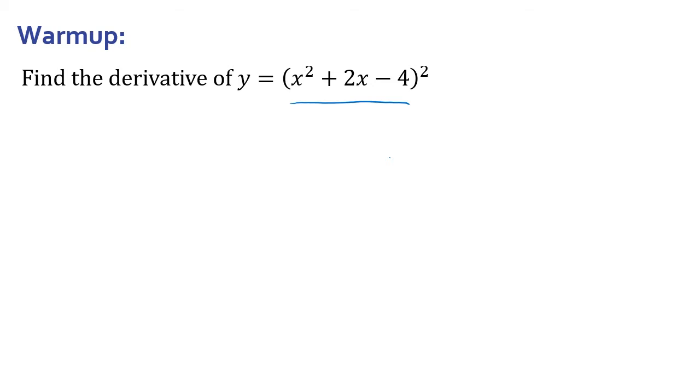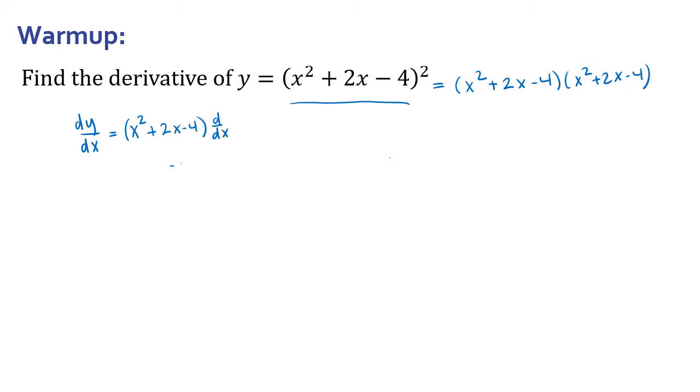So if I was using the product rule, I'm going to write this expanded out. This is x squared plus 2x minus 4 times x squared plus 2x minus 4. Okay, so finding the derivative of the function y with respect to x, that's going to give us the first function times the derivative of the second plus the second function times the derivative of the first.